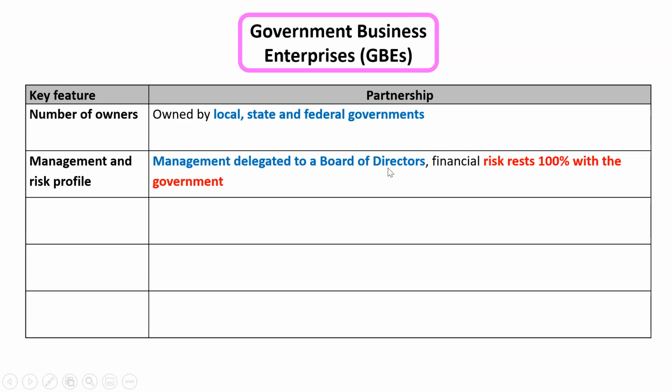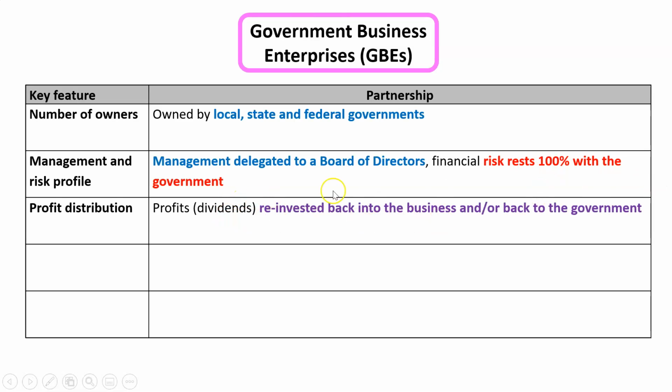Australia Post is not run by the Prime Minister. It is run by a board of directors and a CEO, but the financial risk is with the government. Now, the profits go back into the business, so back into Australia Post, or maybe back to the government to invest in other things. Liability is not really applicable. The government's not really going to go broke, and it does have perpetuity. It is an ongoing entity that exists forever in the eyes of the law.